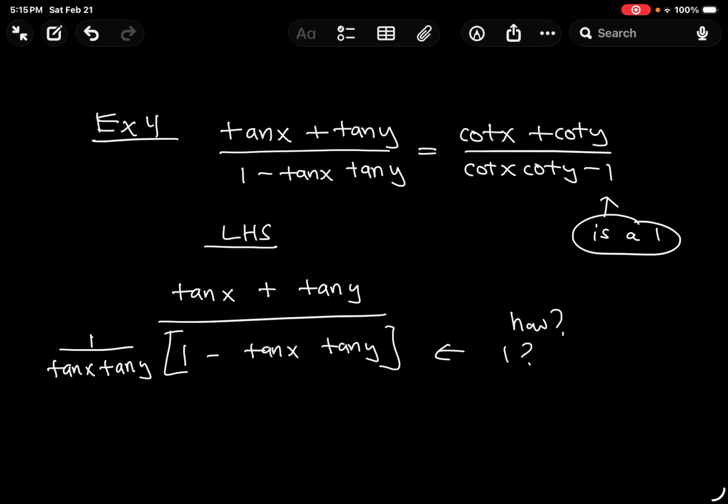If I distribute 1 over tan x tan y, or divide by 1 over tan x tan y, right? So whatever I do to the top, I have to do to the bottom, because that will be essentially multiplied by 1. So let's do that.